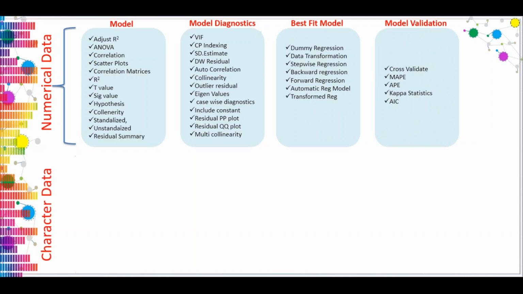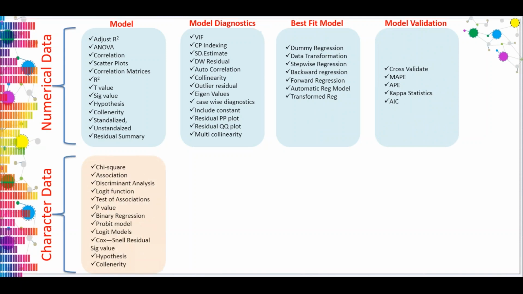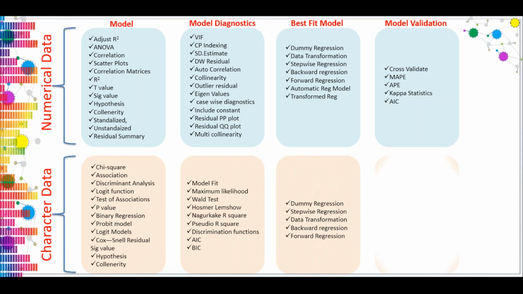In the case of categorical data, you are going to apply a few more different modeling and machine learning techniques: chi-square, association, logit function, p-value, binary regression, probability model. These are the different techniques. Similarly, in model diagnostics for categorical data, best fit model and validation model. So these are almost close to 60 machine learning techniques, also called algorithms, that you are going to learn.